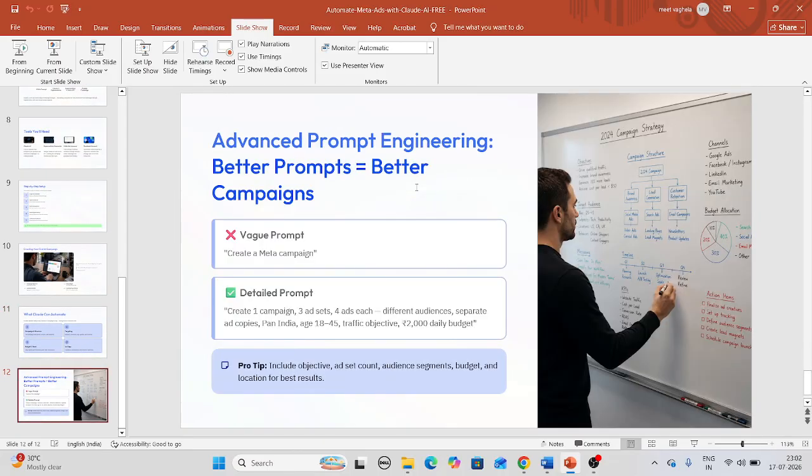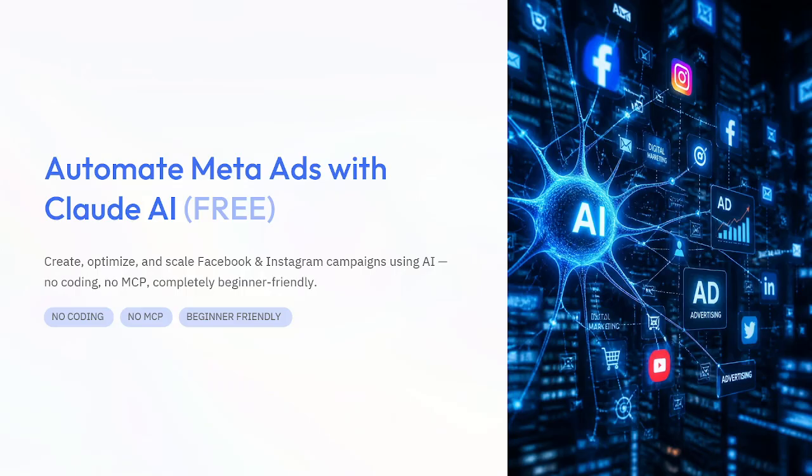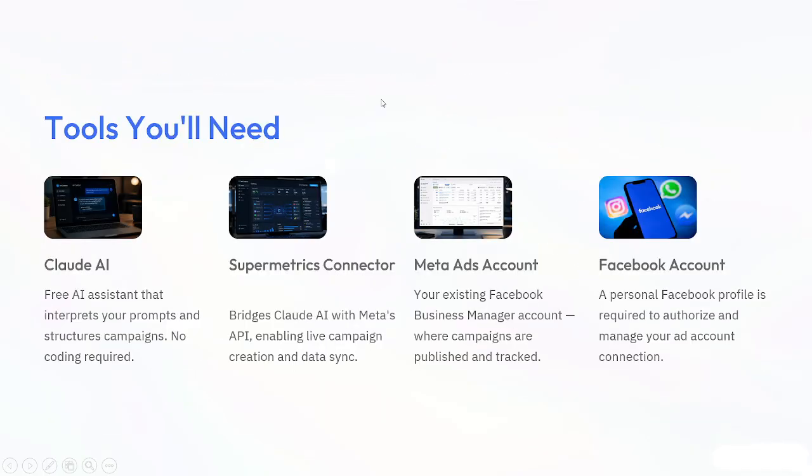So at the end, I want to tell you one thing: this whole thing is helpful only when you start doing the things. That means you have to go and use Claude right now. You have to connect with the Supermetrics which I have told you. So at the end, it's all about practice. I have just given you the things that you have to do.